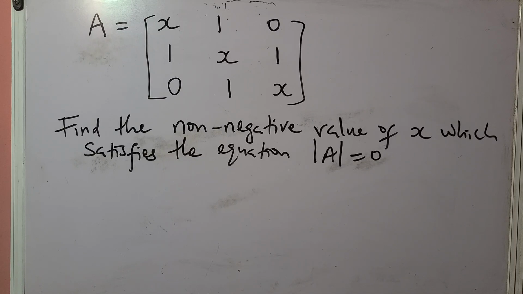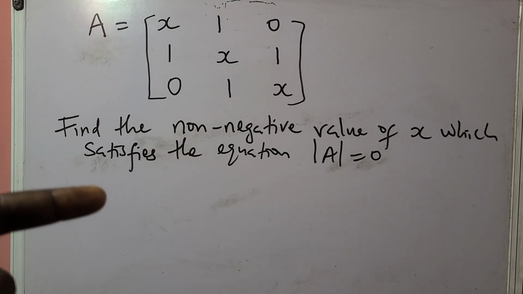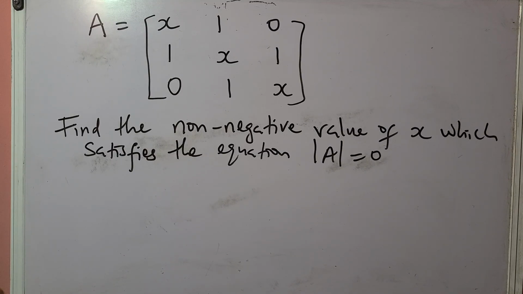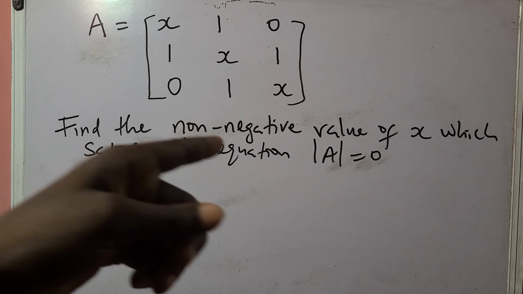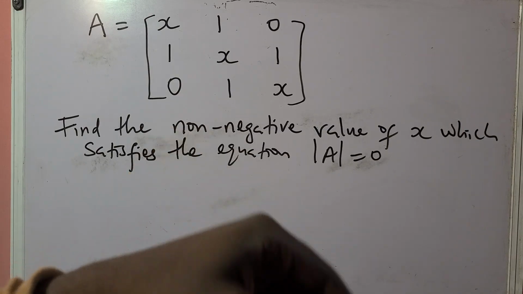All right, let's try and solve this question, which has to do with the application of matrix determinant. Now, looking at the question, you can see that you're given a matrix A, and you're told to find the non-negative value of x which satisfies the equation: the determinant of A equals 0.